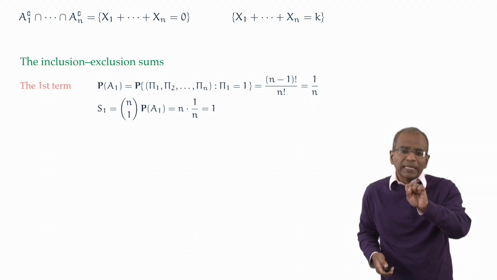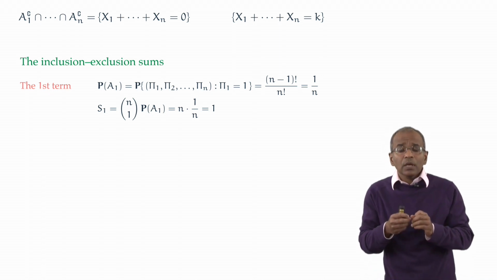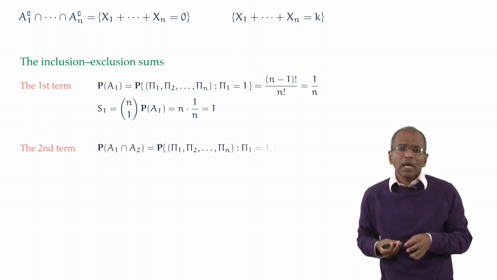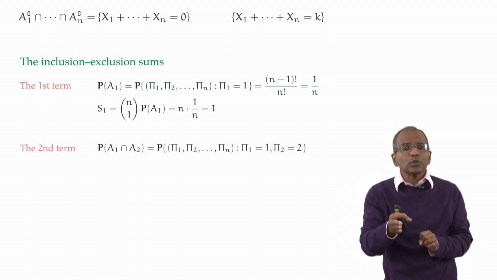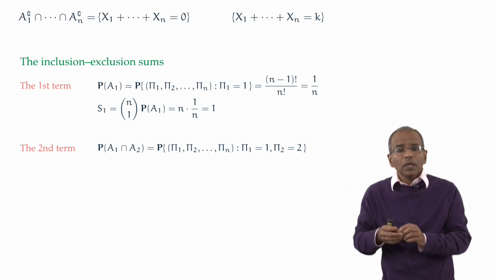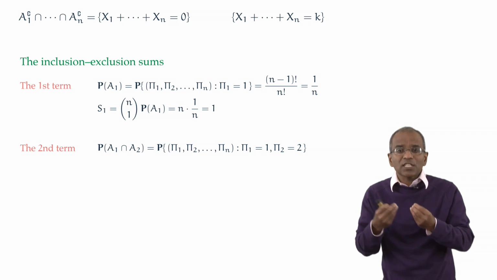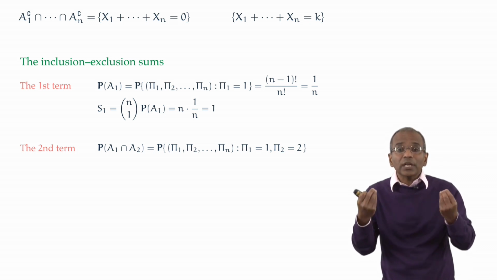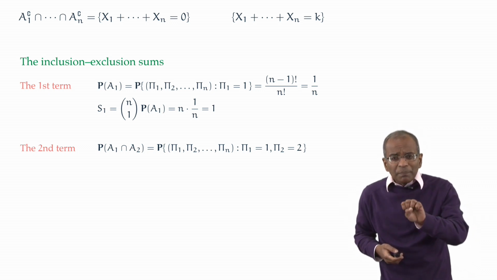So let's look at the case of the second term in the inclusion-exclusion sum. This is going to require pairwise intersection probabilities. And let's start with 1 for definiteness. Let's look at the first two individuals, 1 and 2. What is the chance that both of them get their hats back? What is the probability of A1 intersection A2? What does that event mean?